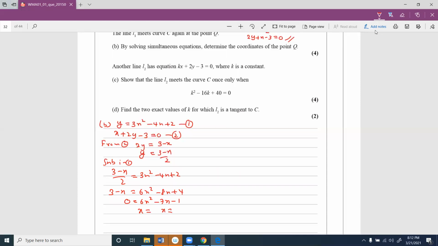We just do this. Yes, so you have to do it manually. I just use it to show how it comes. That x equals, sorry, minus minus 7, plus or minus the square root of minus 7 squared minus 4 times 6 times minus 1, all over 2 times 6.